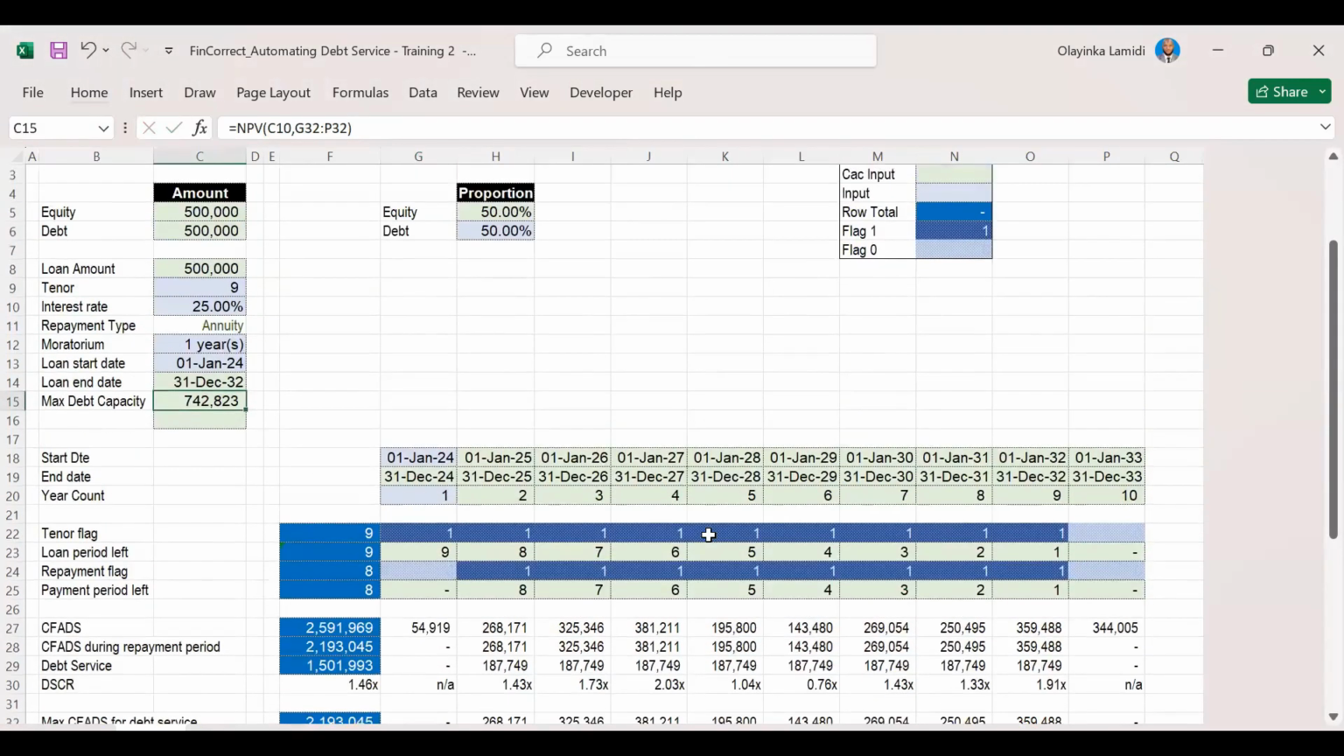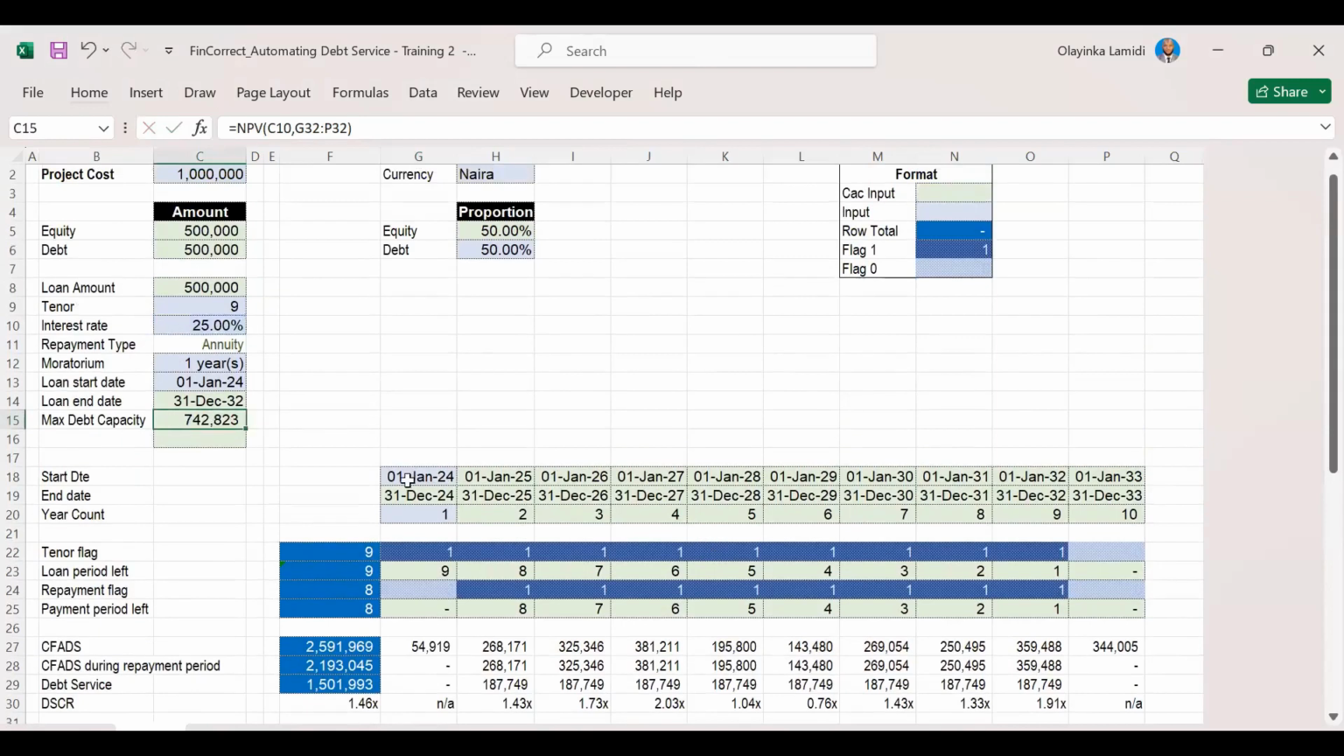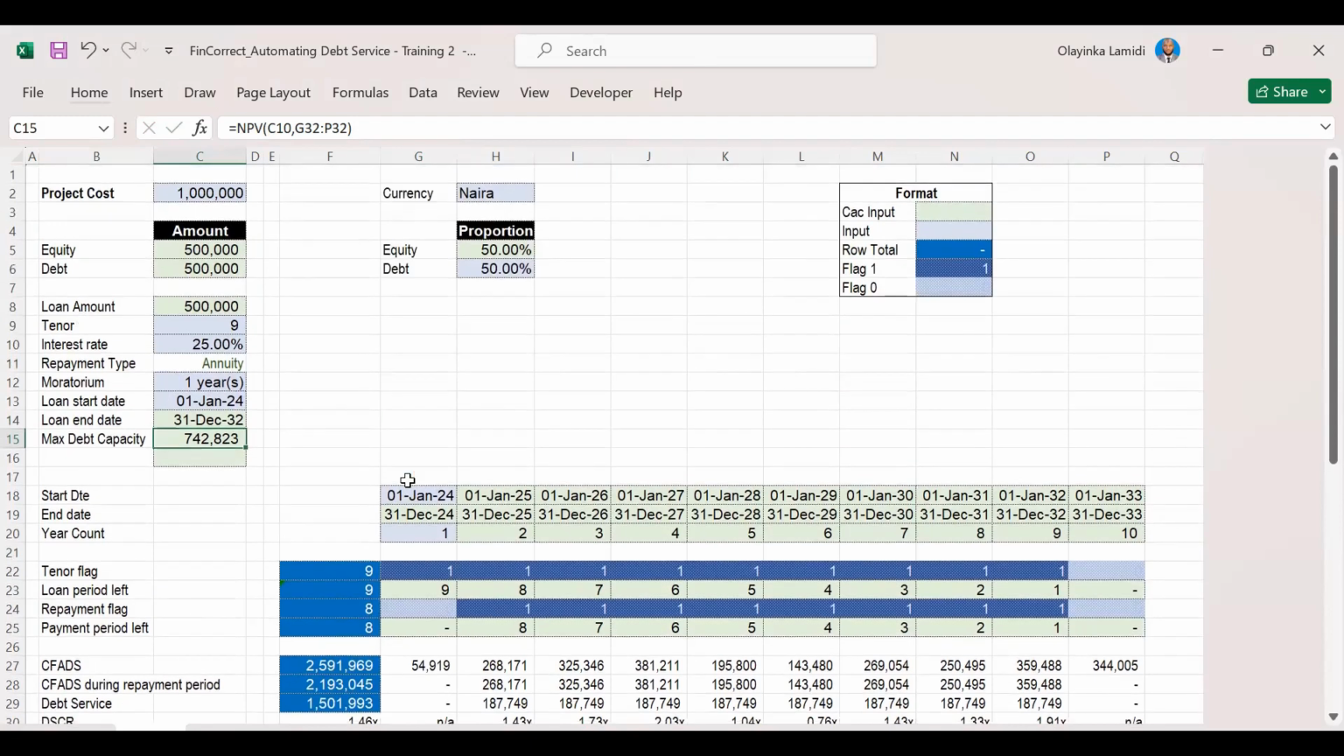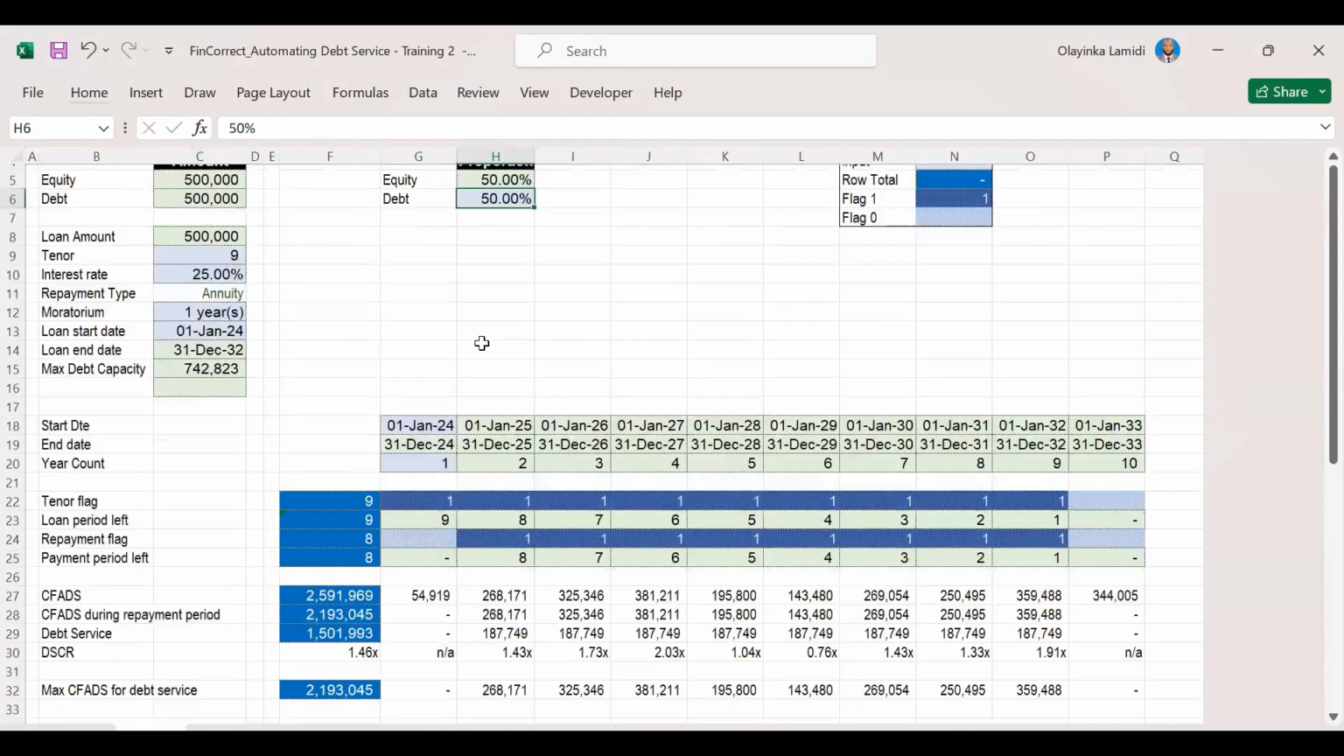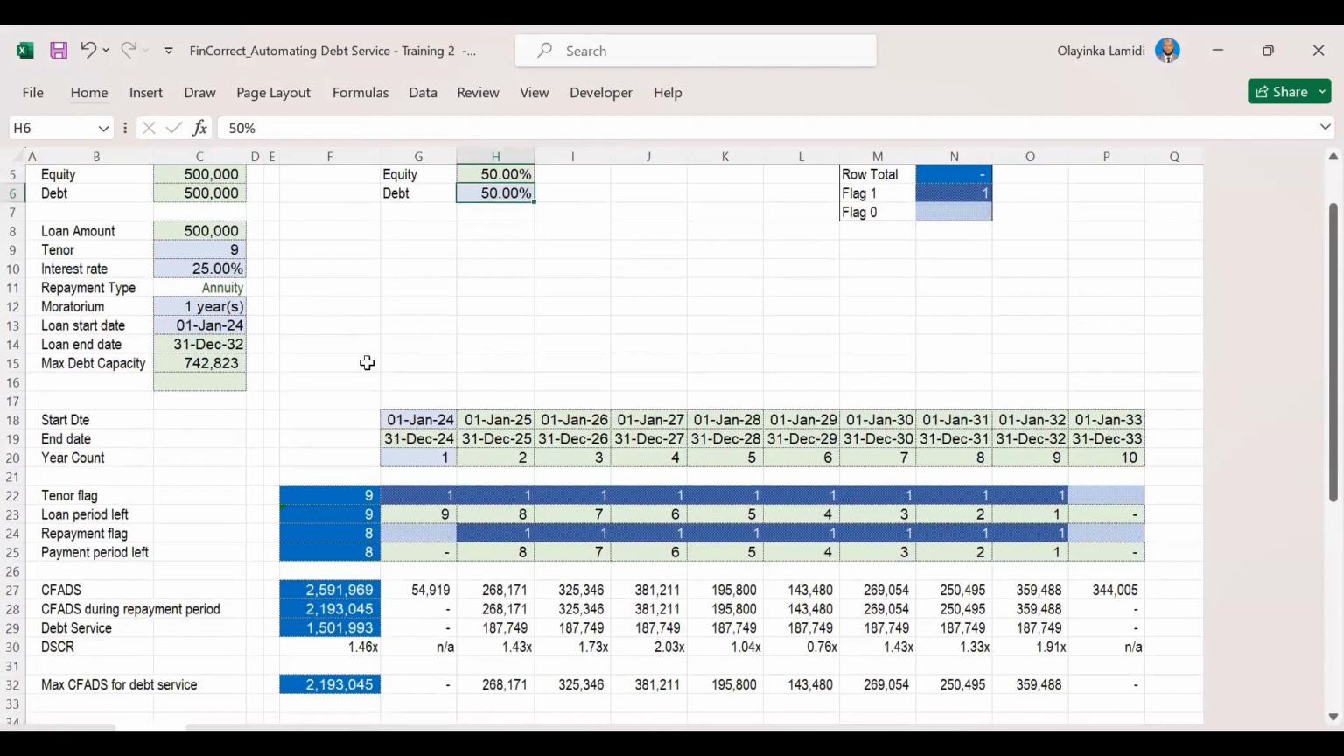Based on my just normal calculation, you can now see that the maximum debt capacity that I can actually raise is 742,823 naira. But how do we prove that this is actually the maximum debt capacity? Because initially when we did it here, we got 730,000, right? So how do we prove that this is actually the maximum debt capacity that I can actually raise? Now, we'll be using debt sculpting to determine that.